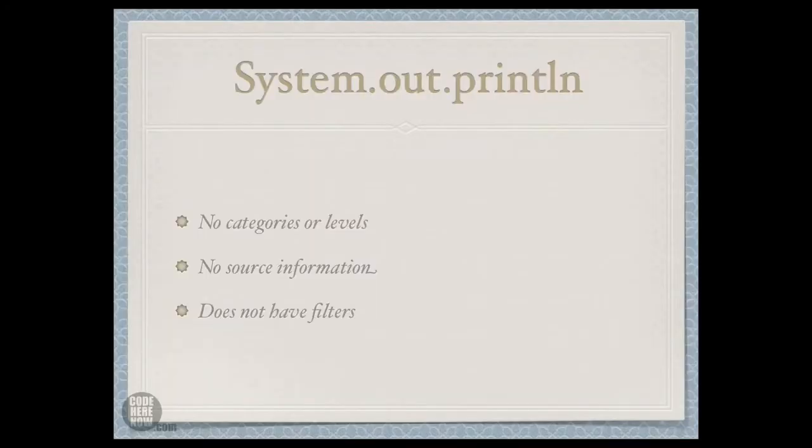When you use system.out.println, first, there are no levels. For example, I have a message that says internal server error, and I also have a message that says user clicked on this search button. Clearly, these two messages have different weightages or different priorities, and system.out.println does not allow you to specify priorities in your messages.